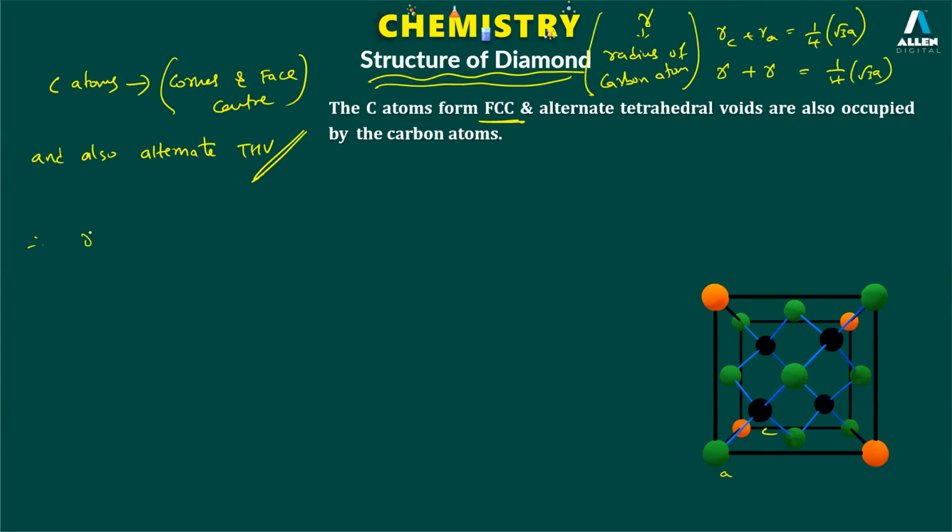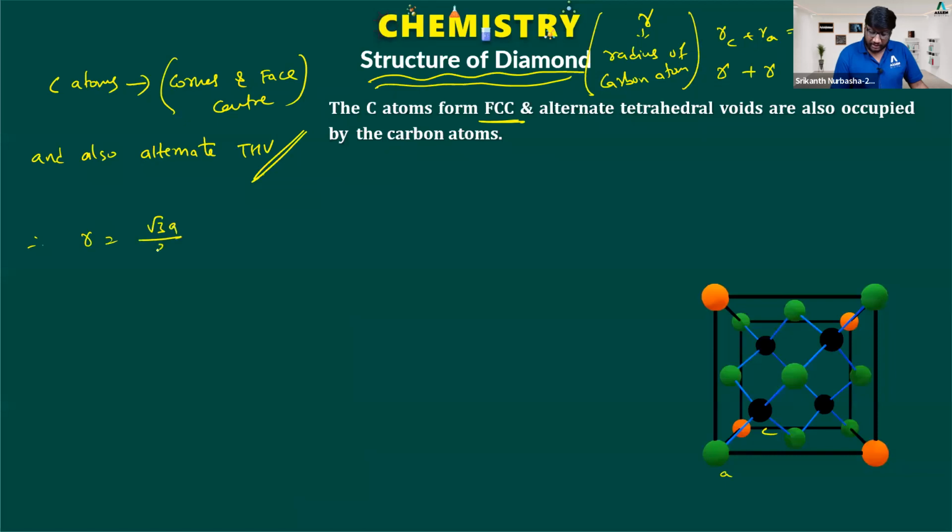R is equal to √3a by 8. That is, the radius of the carbon atom in the diamond structure is equal to 1/8 times the length of the body diagonal, that is √3a. And with respect to the Z value, how much is Z?